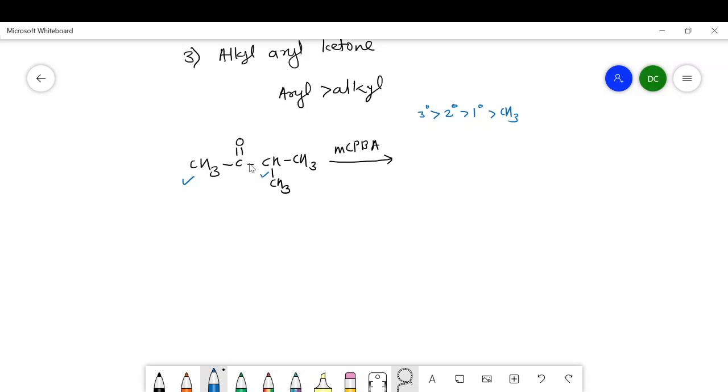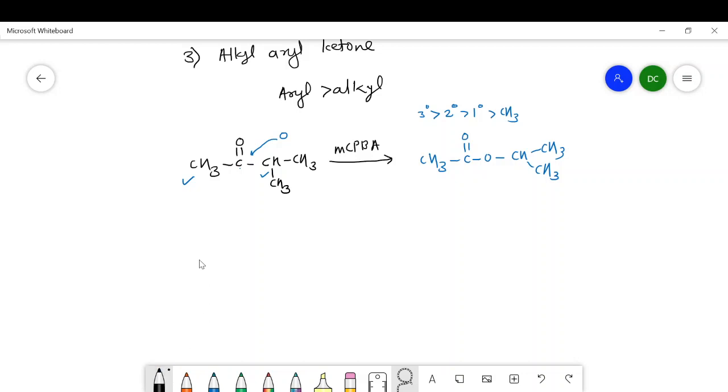It means that the insertion of oxygen takes place at this carbon and this carbon. So finally we will get CH3C=O, here I will write O and CH3, CH3. In this way, we can write the structure of the ester by using the migratory aptitude of the groups.